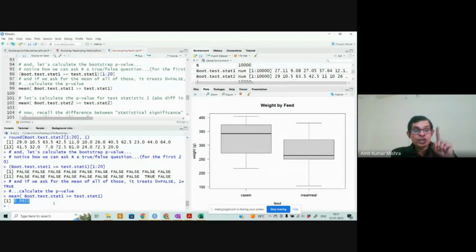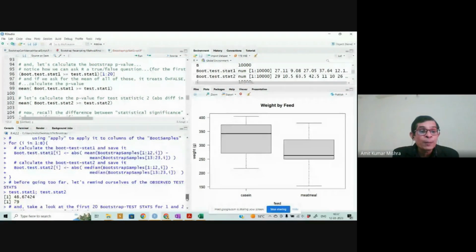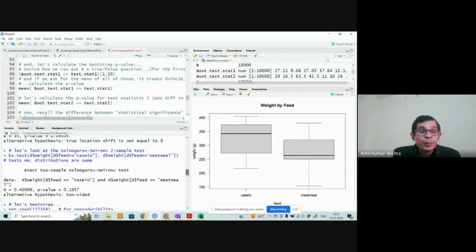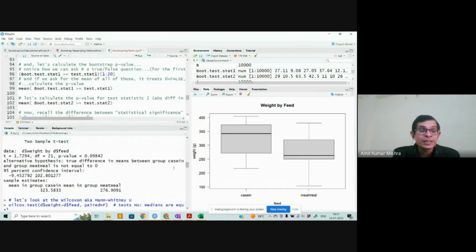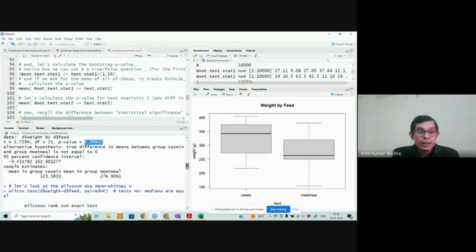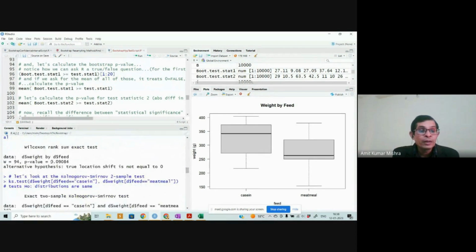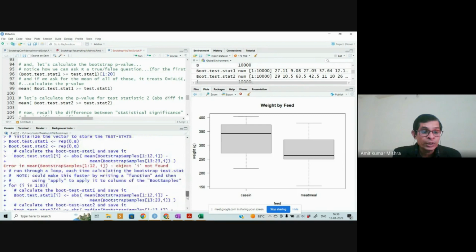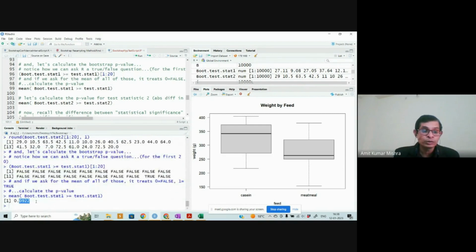0.0922. So if you go back to the t-test or the Wilcoxon rank sum test, if I go back, yeah, see, 0.0984 in the t-test and here 0.09084. So it is actually matching with this Wilcoxon rank sum test, 0.09084. See, it is almost there in bootstrap sampling.